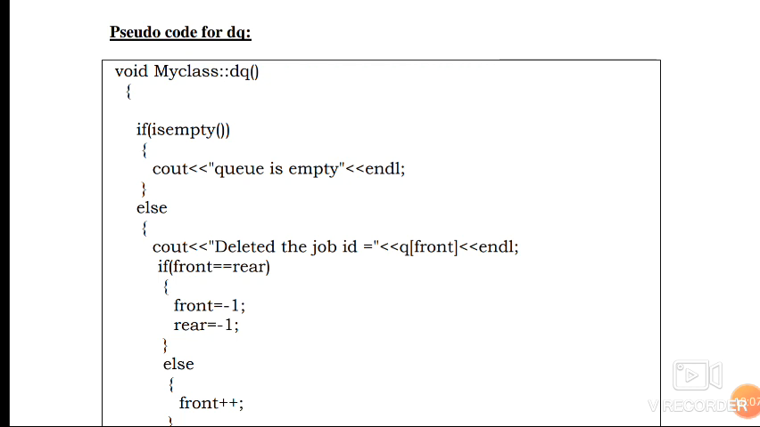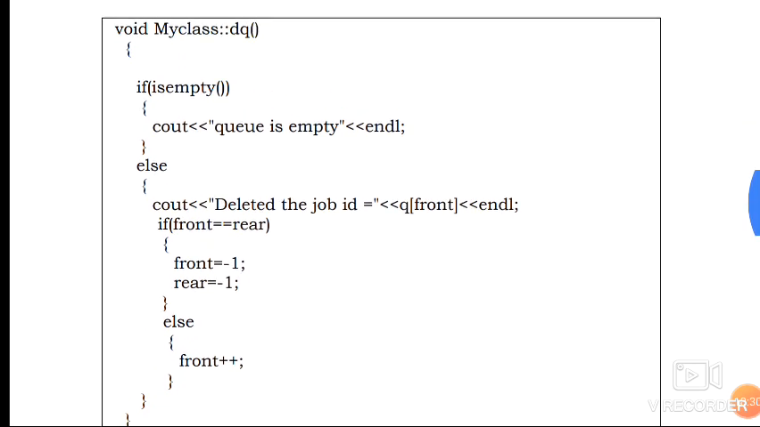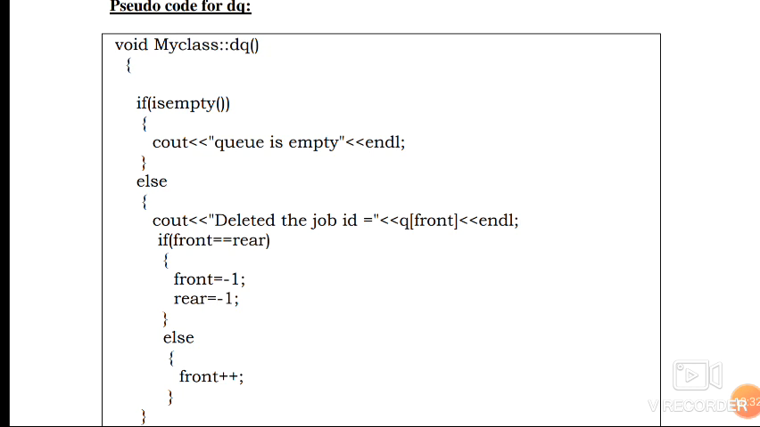Front equal to -1 and rear equal to -1. That is, when front and rear point to the same index, the meaning of this statement is that all elements from the queue got deleted. So definitely we have to reset front and rear equal to -1. So this is how DQ works.